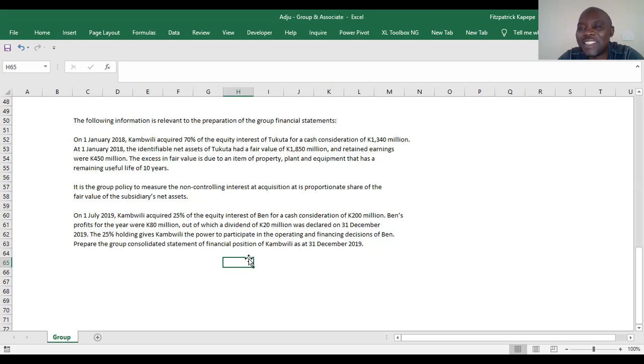And once we compute half of that, then we'll get Cambodia's share, which is just 25%. So this component just teaches us how to account for equity interest for associates using equity accounting. So we can start.